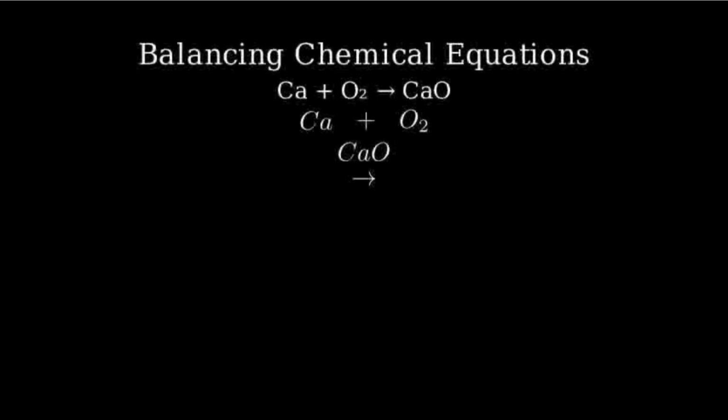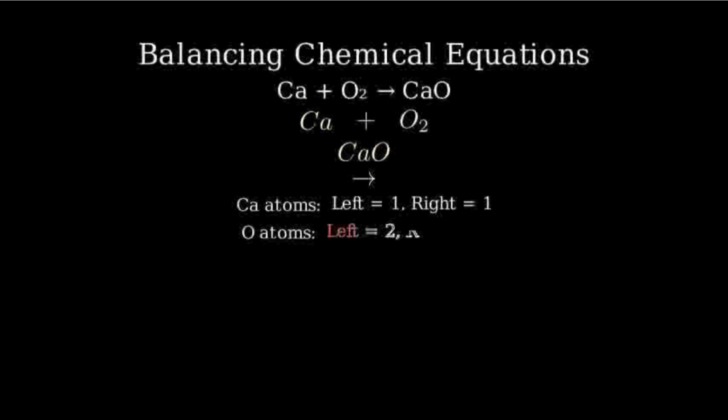Let's count the atoms on each side to see if our equation is balanced. For calcium, we have one atom on the left and one atom on the right. For oxygen, we have two atoms on the left from O2, but only one atom on the right in CaO. The equation is not balanced because we have different numbers of oxygen atoms on each side.